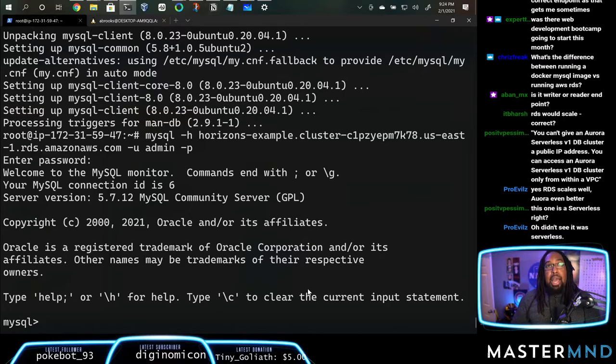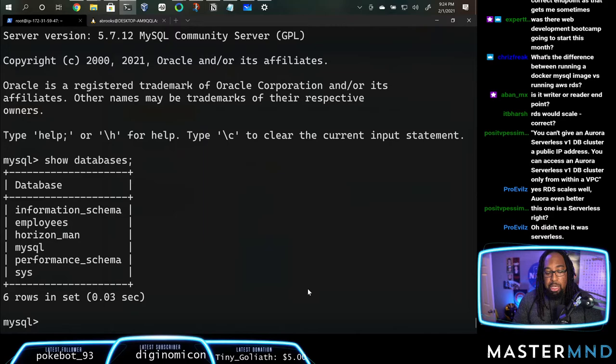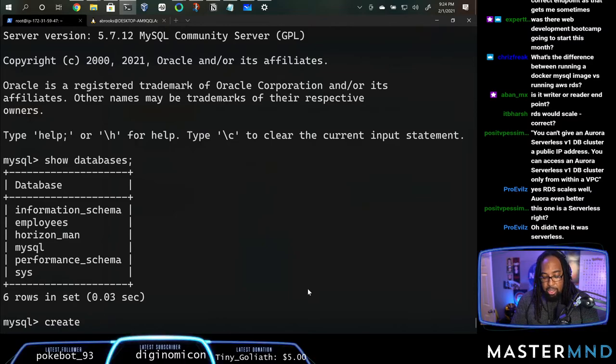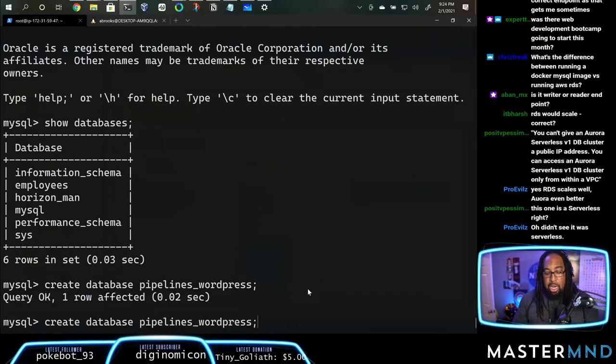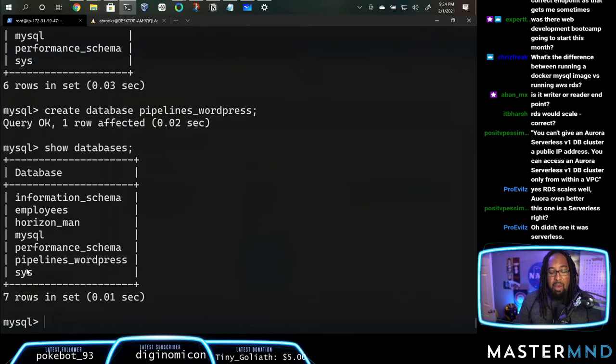All right, so we're in, and we need to set up a space for this. We are in a database right now, and if I show databases, we need to go ahead and create a database that's ready for WordPress really quick. The way you create a database is create database. We're gonna call this pipelines_WordPress. Just like that, the database is created. If we click show databases again, we now have pipelines WordPress here.